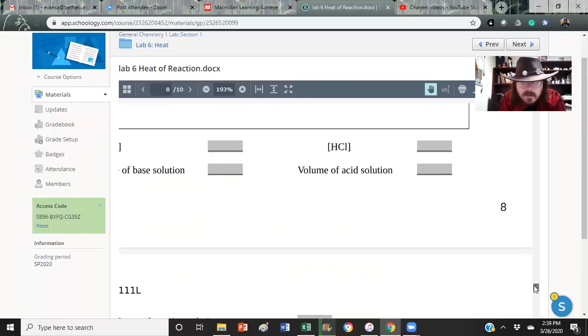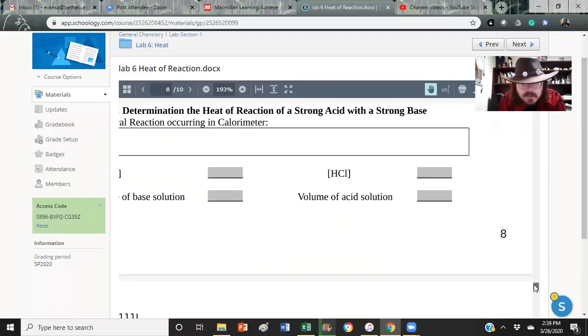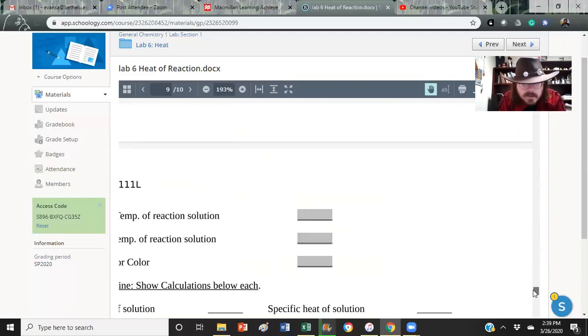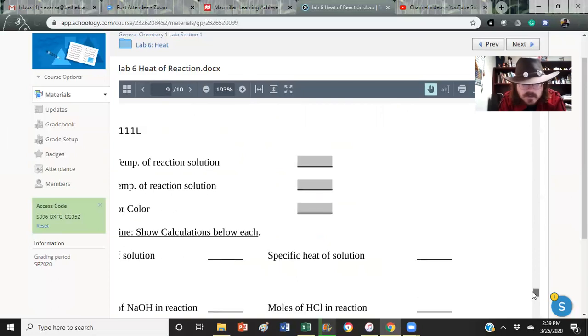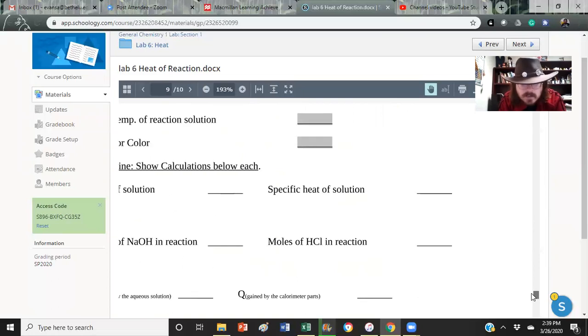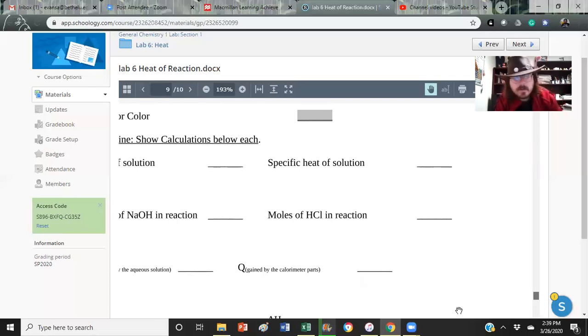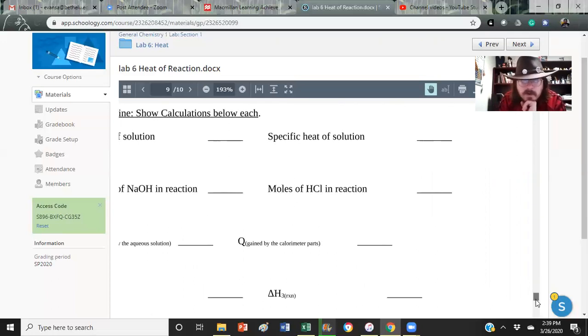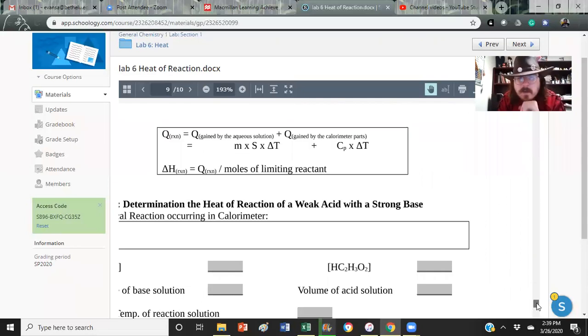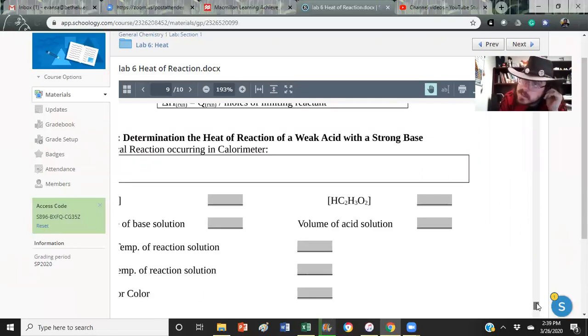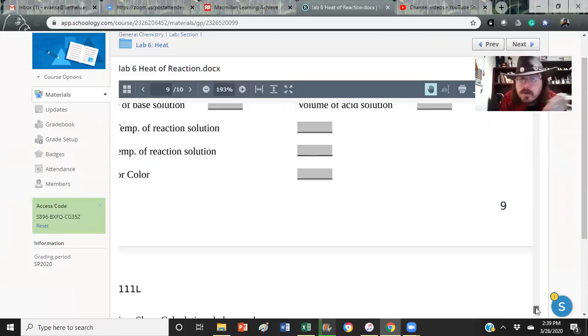Okay, then we break into strong acid and strong base, mix them together, find the temperature of the solution, the heat, specific heat, moles, and all that jazz. And then find the delta H of reaction. Then part C, we repeat it again for a weak acid, and in D, we put them together.